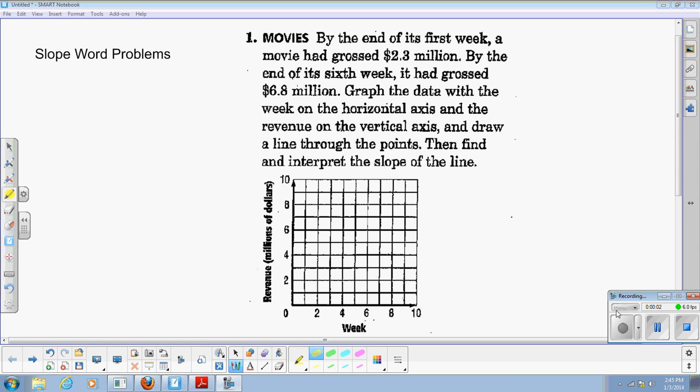Okay, now that you've got some skills on how to calculate slope, how to write slope-intercept equations, and what those numbers in those equations mean, now it's time to look at word problems. This is the next step. This is what you're expected to be able to do when you get to high school.